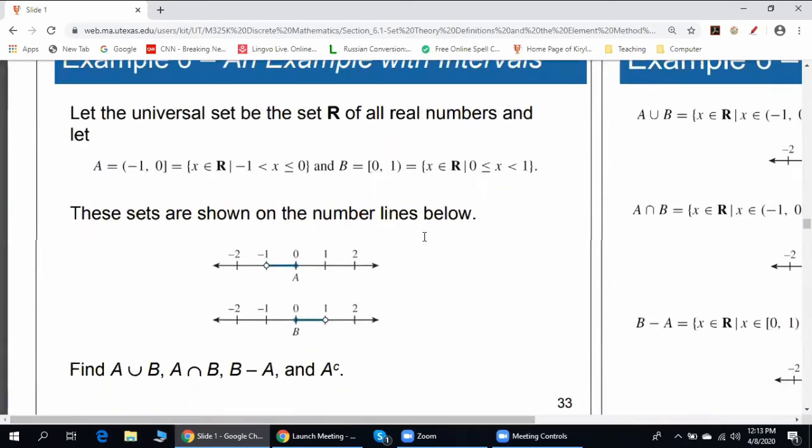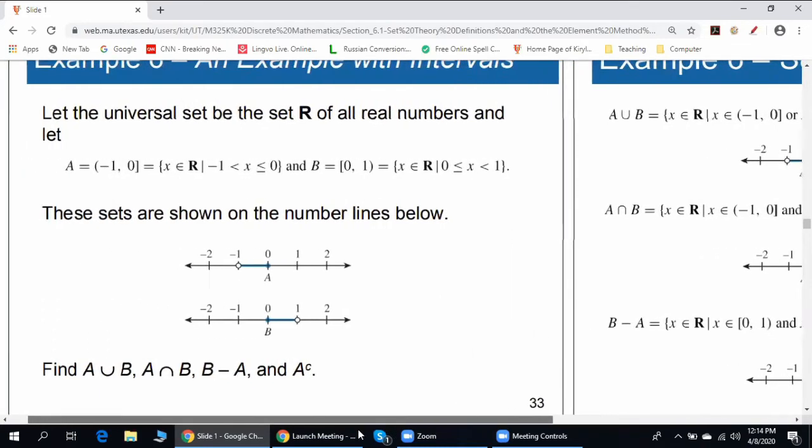Next, we have some examples. Here's A, here's B. Find A union B, A intersection B, B minus A, complement. Well, here's how we do it. In order to answer these questions, it's convenient to draw pictures. By A, we mean the following shaded region. Black dot means we include 0. Empty dot means we exclude -1. Similarly here, we include 0, we exclude 1.